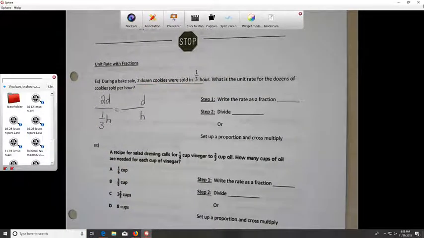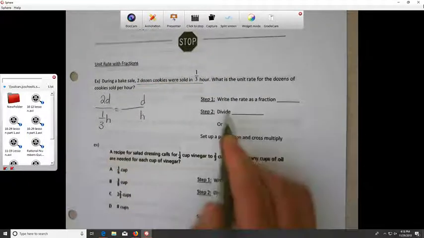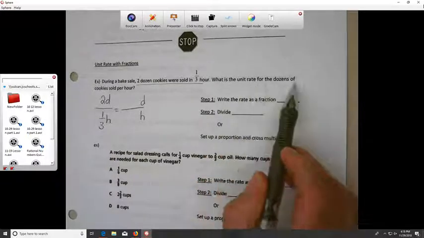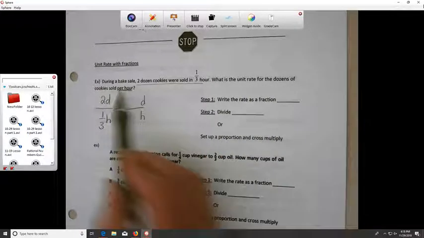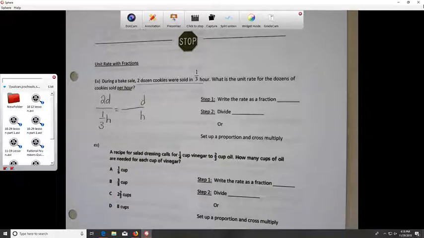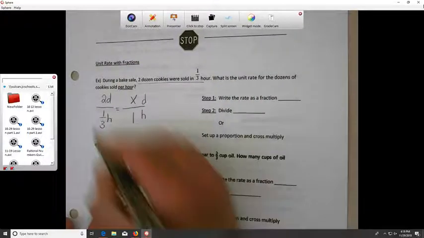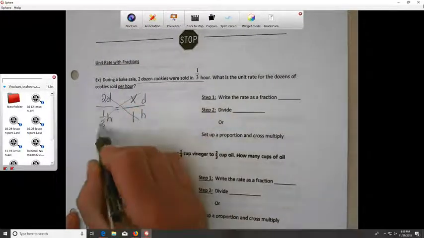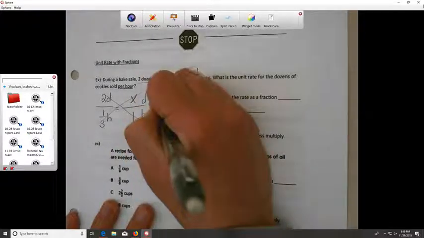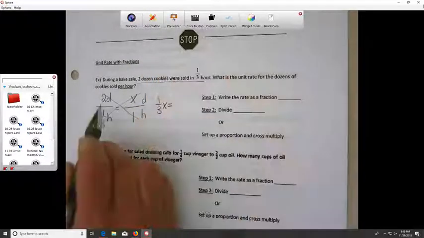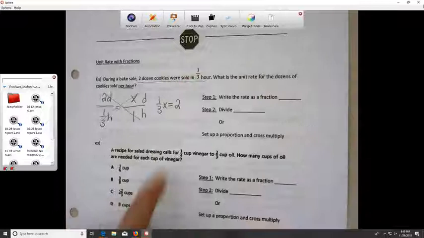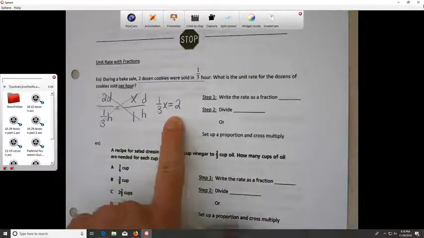Now I'm looking for that other piece of information that I can fill in. So it says, what is the unit rate for dozens of cookies sold per hour? Per hour means for 1 hour. So I'm going to fill in a 1 for the hours and then an x for the dozens. And then I'm just going to cross multiply. So 1/3 times x would give me 1/3 x, and 2 times 1 would give me 2. So now I have the one-step equation, 1/3 x equals 2.